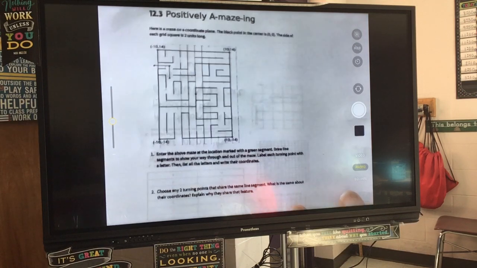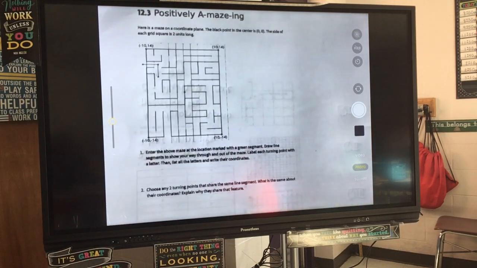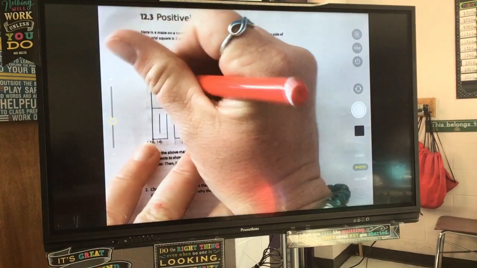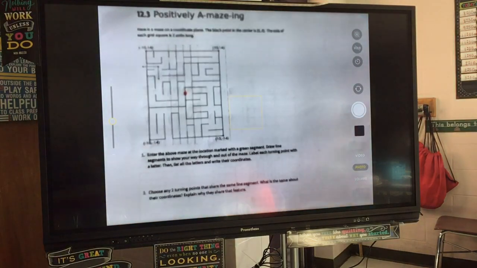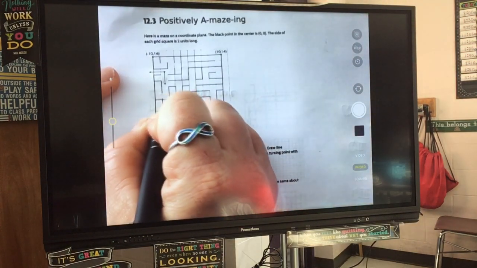All right, so I was going to have you guys do this as independent. I'm a little unsure, so let's go over the instructions and everything, and then we'll see how we feel. So it says here is a maze on a coordinate plane. The black point in the center is 0, 0, or the origin. The side of each grid square is 2 units. So this is where essentially the beginning is.